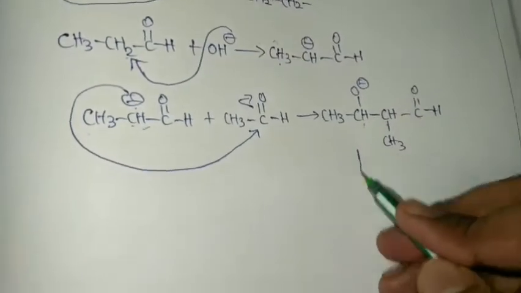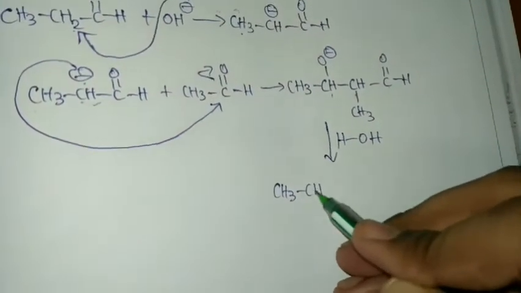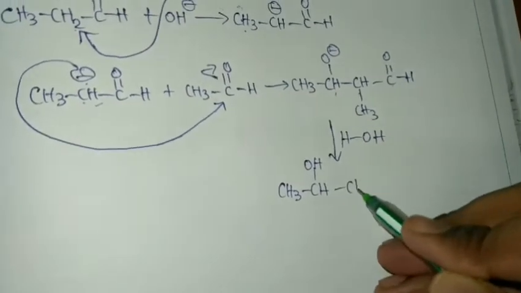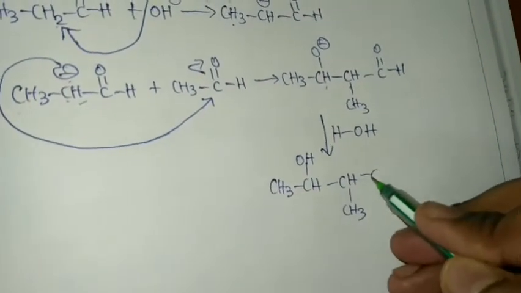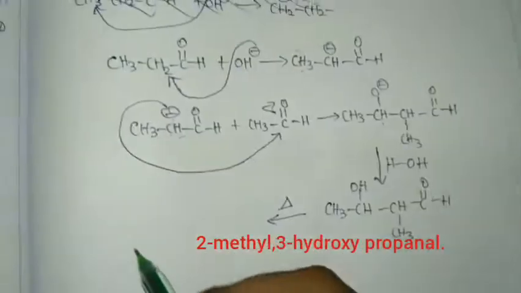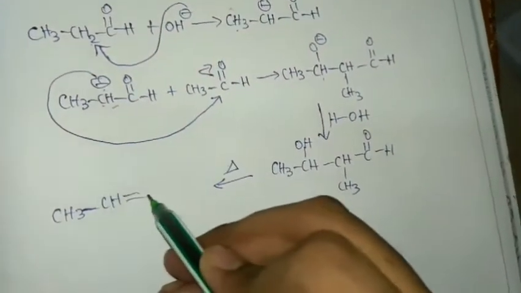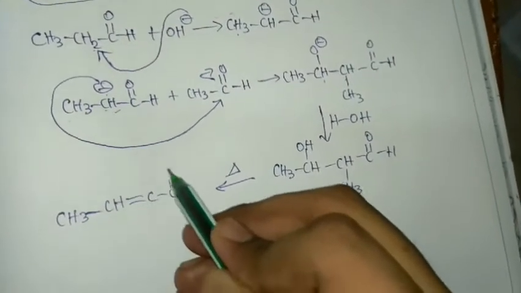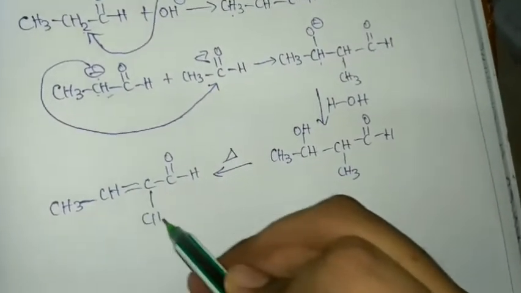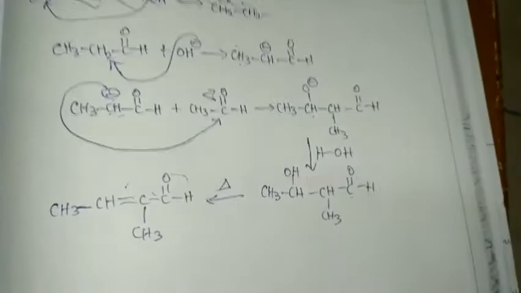So now again, when you react it with water, you get CH3 CH OH CH C double bond OH. When you heat it again, CH3 CH double bond C double bond CH3. This is also alpha beta unsaturated, right? So this is how the mechanism follows. So now we got the two products over here.